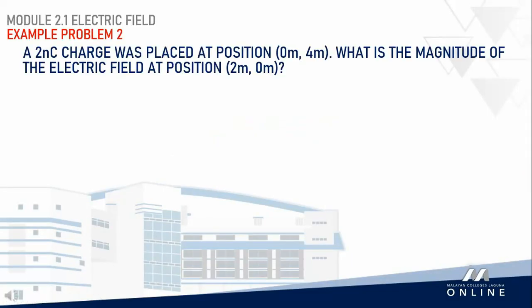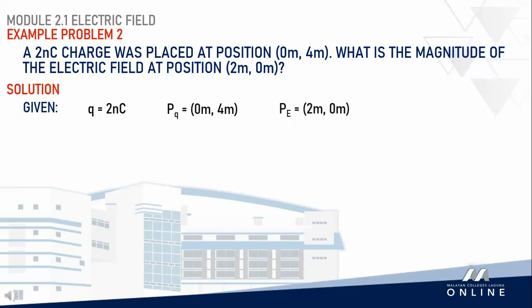Before we proceed with the demonstration of electric field lines, let us have another example problem for electric fields. A 2 nanocoulomb charge was placed at a position of 0 meter, 4 meters. What is the magnitude of the electric field at position 2 meters, 0 meter? In this problem, the charge and the position are given. The position at which the electric field should be measured is also given.